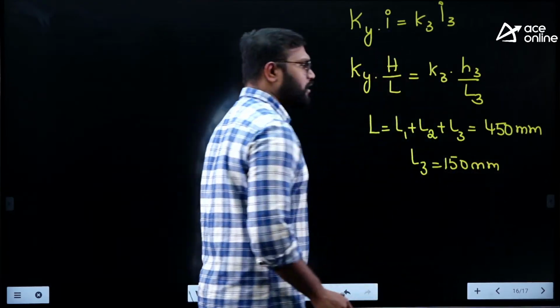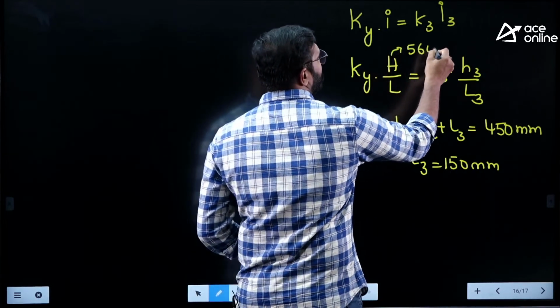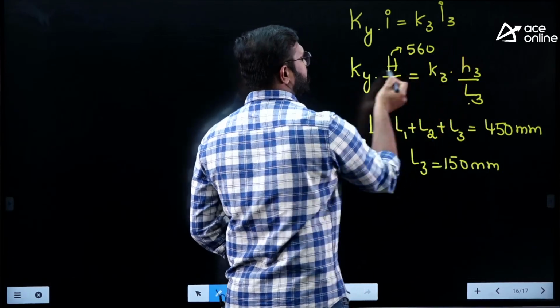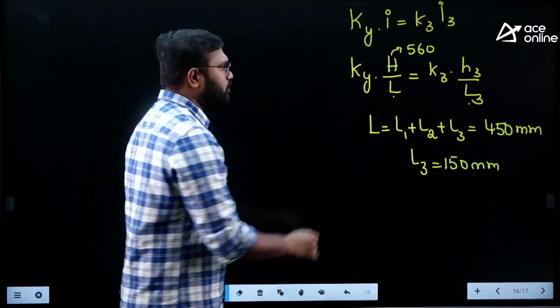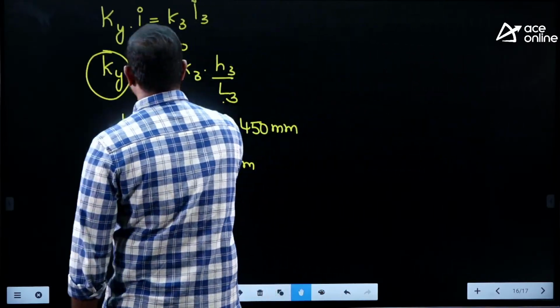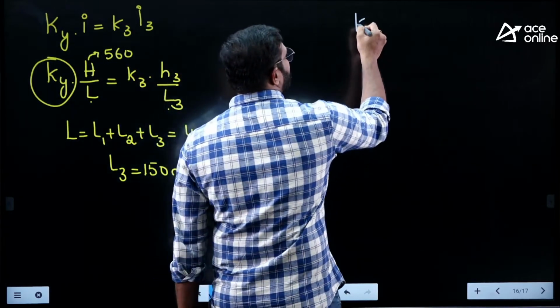Now you see here, I know the total head loss. This is 560 mm. I know L3. I know K3 also. I want H3. For that I need to find out ky first, right? Sir, how can I find out the ky? You can find out the ky.